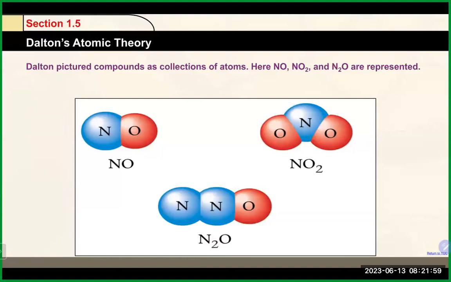So in terms of Dalton, as we talked about, he pictured compounds as a collection of atoms. Here are different combinations of the same elements, nitrogen and oxygen: NO, NO2, and N2O. As you might know, different combinations and amounts of elements in a compound give different properties, even though they're all nitrogen and oxygen coming together.